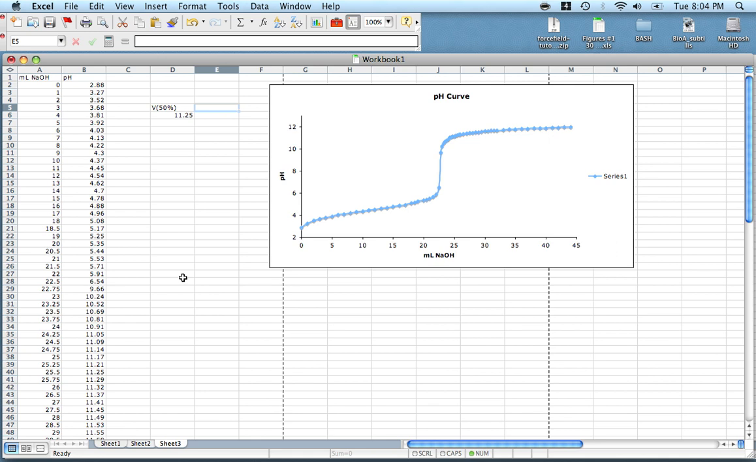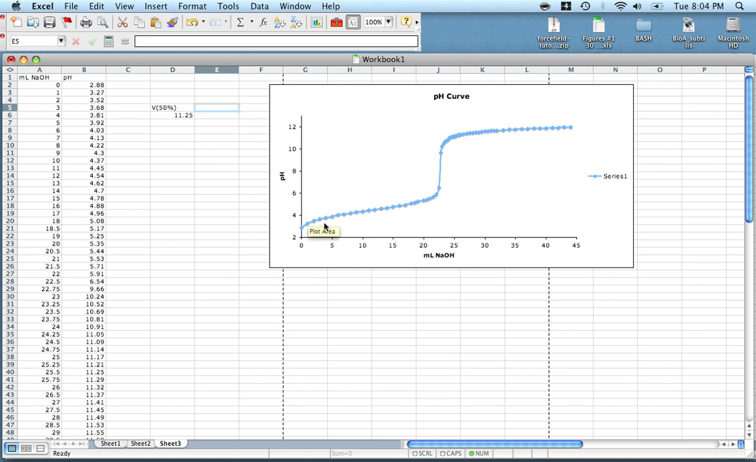All right, so we just found the V 50%, and so now we want to find the pH at 50% of the equivalence point. We found the V 50% to be 11.25 milliliters. Unfortunately, we don't have a measurement at 11.25 milliliters for the pH. So what we need to do is take some of these data points and fit a line to them, and then use the equation of that line to determine what the pH would have been at 11.25.